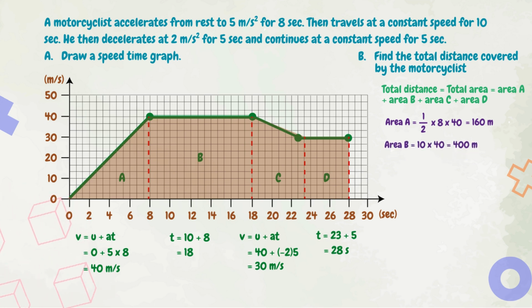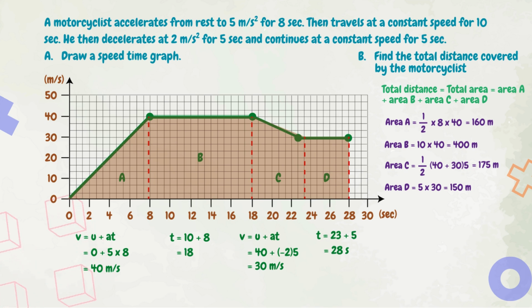Then it's 10 times 40, which gives 400 meters. Area C covers from 18 seconds to 23 seconds and it's a trapezium. Then it's half times (40 plus 30) times 5, which gives 175 meters. Area D covers from 23 seconds to 28 seconds, and it's a rectangle. Then it's 5 times 30, which gives 150 meters. The total distance is equal to 160 plus 400 plus 175 plus 150. This gives 885 meters as the total distance traveled by the motorist.